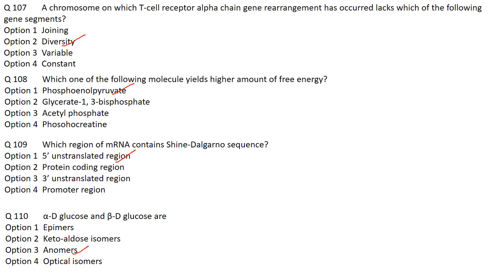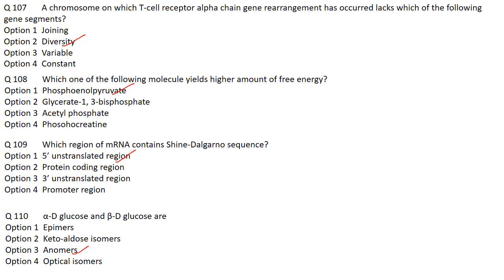Then a chromosome on which T cell receptor alpha chain gene rearrangement has occurred lacks which of the following gene segments? So it is diversity. Answer is option 2. Then next one. Which one of the following molecule yields higher amount of free energy? So it is phosphoenol pyruvate out of these. So answer is option 1.